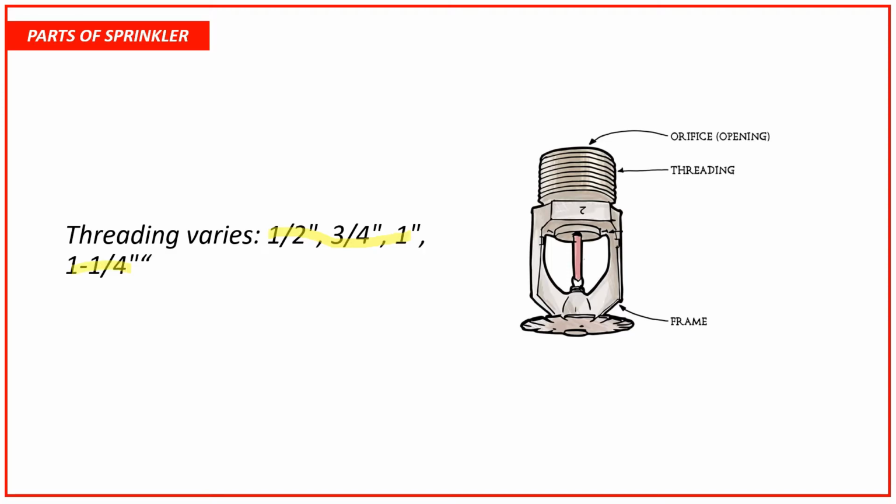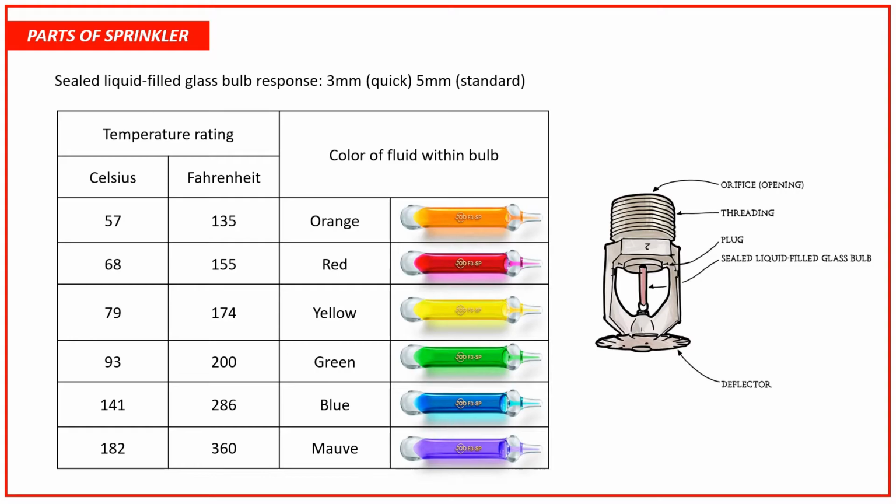Next one, sealed liquid filled glass bulbs. They are 3 mm and 5 mm thickness with different colors shown in this table. Based on the temperature rating, there are different types of bulbs like orange ranges 57 degrees Celsius, red 68, yellow 79, green 93, blue 141 and mauve 182.